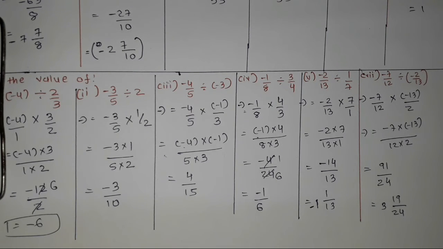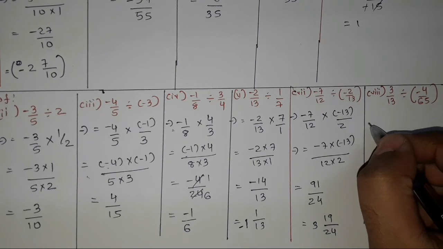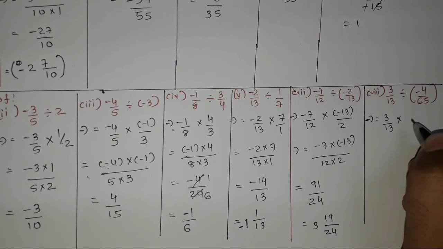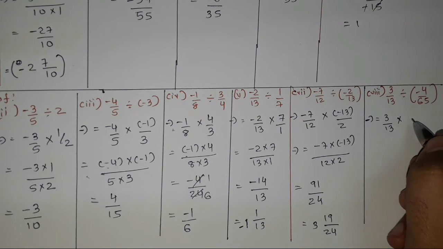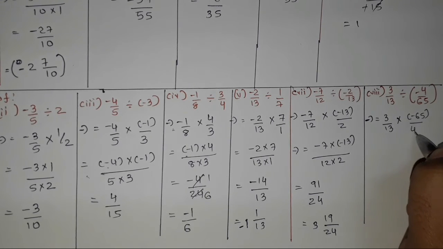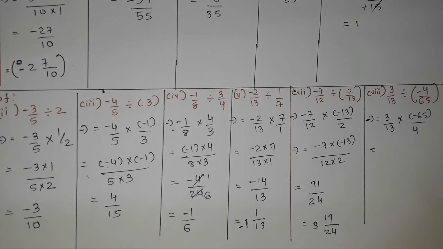Similarly, moving to the last one, 3 upon 13 divided by minus 4 upon 65. So 3 upon 13 multiply by, now we will take the reciprocal of this one, so it will become minus 65 upon 4. Now we have done a number of sums, so we can do these things directly. You can also pause the video for a second and try by yourself. I am 100% sure that you will surely solve this one.